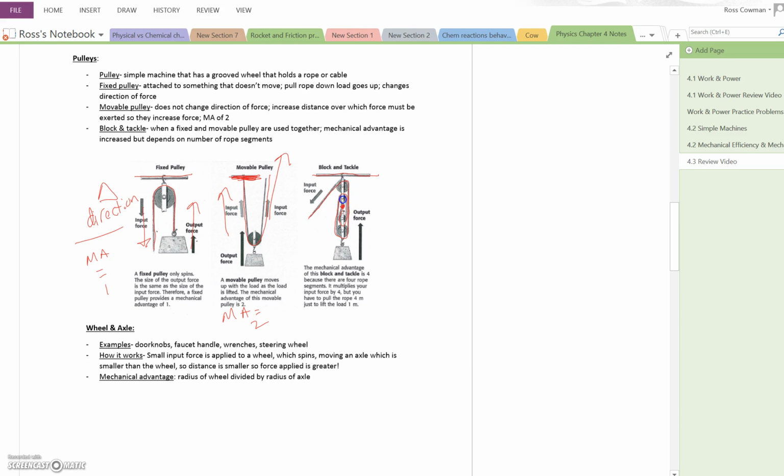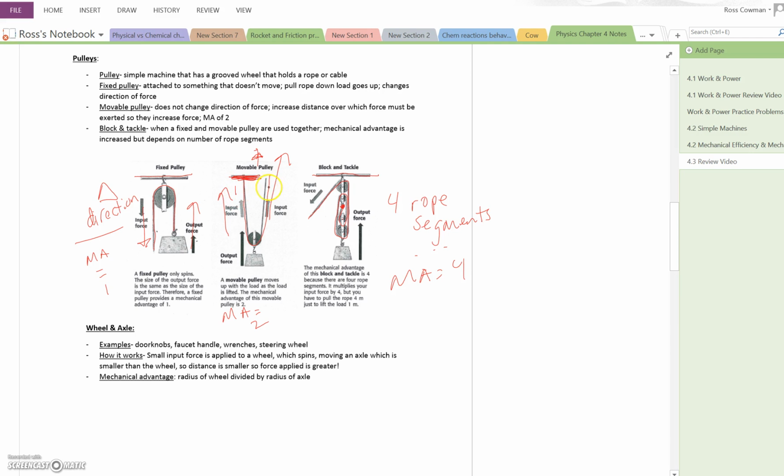So we have 1, 2, 3, 4 rope segments, 4 pulleys, and that means that the mechanical advantage is going to be 4. Meaning that for every single pulley, essentially, you are going to have the mechanical advantage multiplied by an additional 1 times, right? Because they're not only movable, like this option here, right? These are all going to be moving, therefore changing the distance that the rope travels, but you're also adding multiple pulleys, and therefore that's going to increase the mechanical advantage.